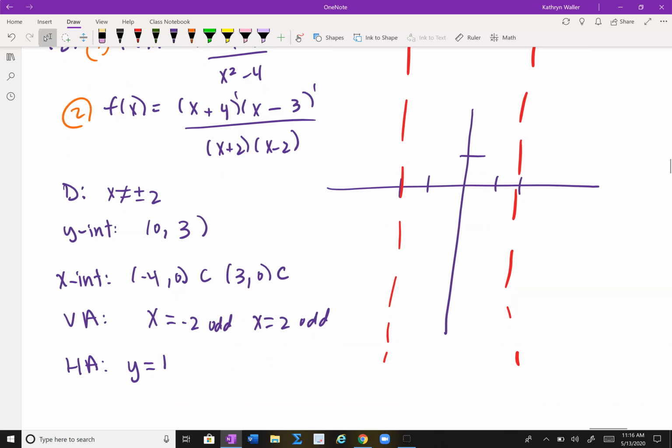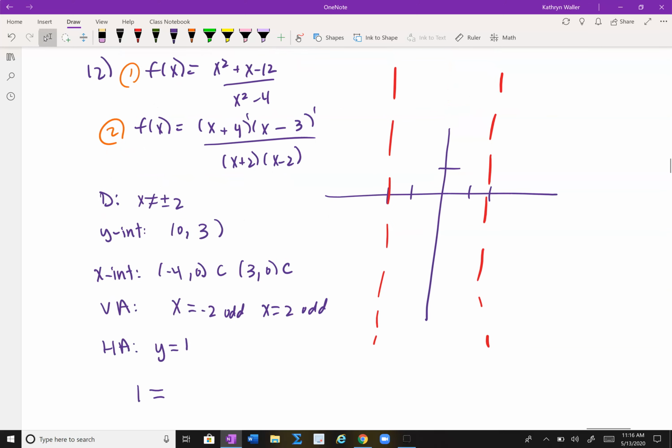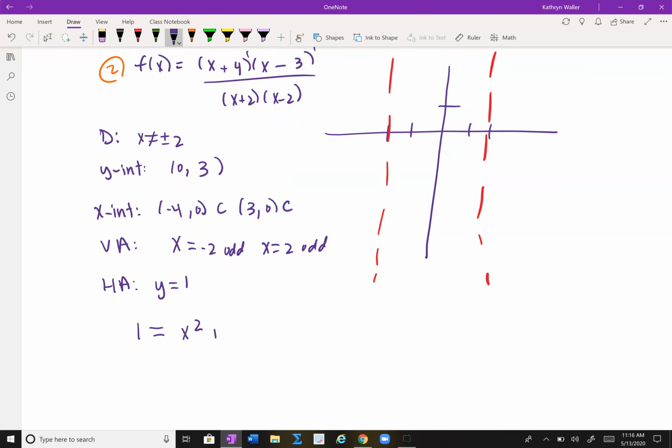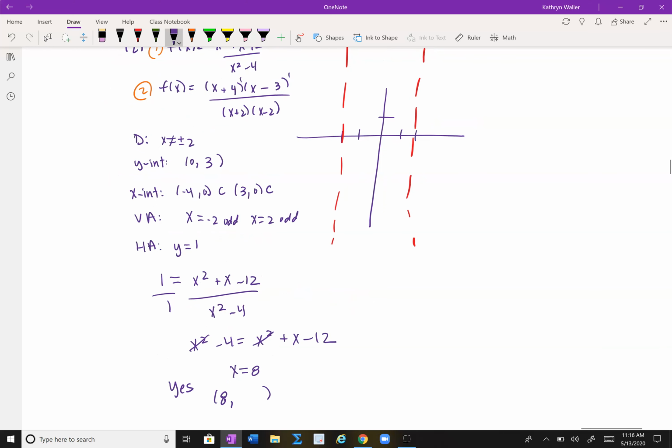Oh, I didn't decide if it crosses, which is actually pretty important. So you take the right side of the horizontal, set it equal to the right side of the original, and then you cross multiply. So when you cross multiply, you get x squared minus 4 equals x squared plus x minus 12. That x squared comes over and knocks that one out. This is actually going to cross. The 12 comes over and becomes a positive, and you get x equals 8. So yes, it does cross, and it's going to cross at the ordered pair 8 comma something.